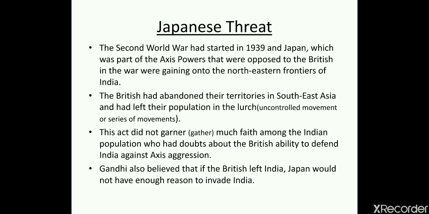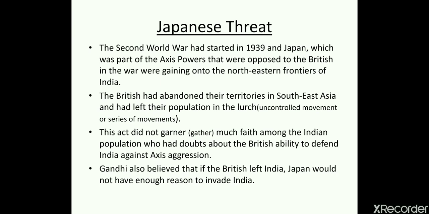So Britishers, whichever territories they had in Southeast Asia, they left those territories on their own, and they did not support the territories which were acquired by Japan. Okay, so this act did not garner much faith among the Indian population, who had doubt about the British ability to defend India against Axis aggression. So now India was also threatened that if Japan did the same thing to India as well, then India would be facing lots of problems.